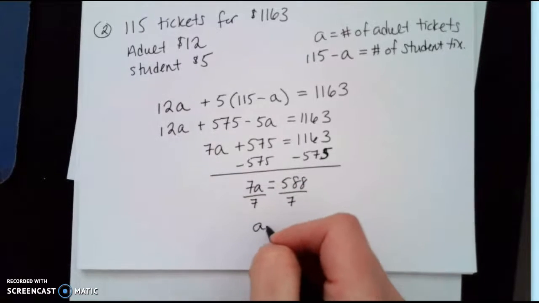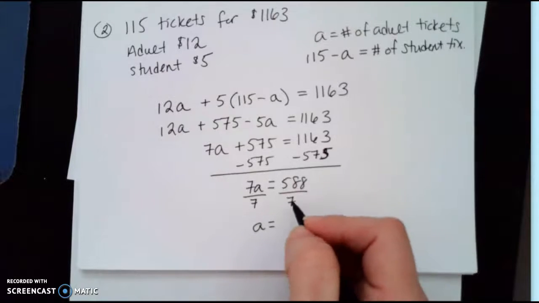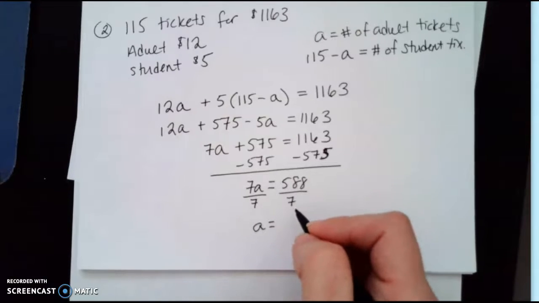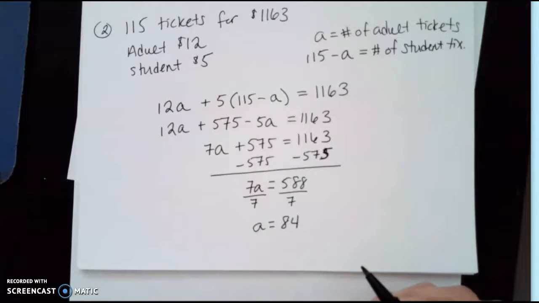Again, keep in mind reasonableness. The number of tickets, I expect a whole number. And I do get that. In this case, A is equal to 84. So there were 84 adult tickets sold.